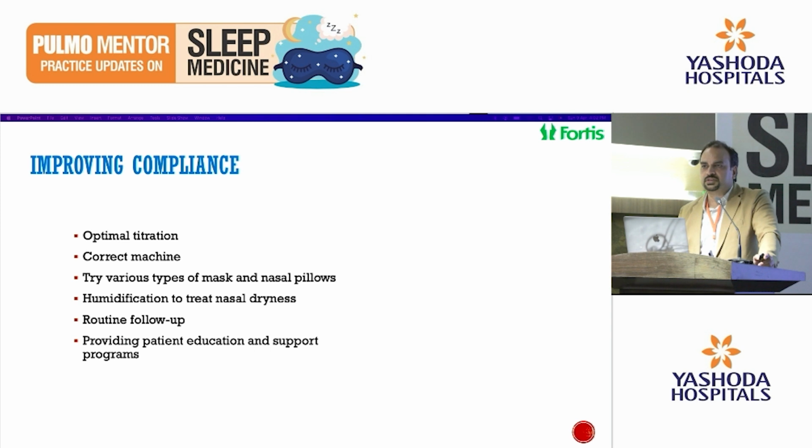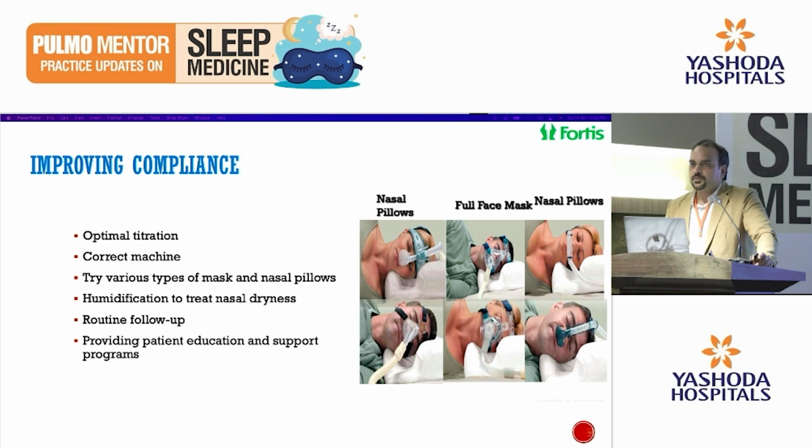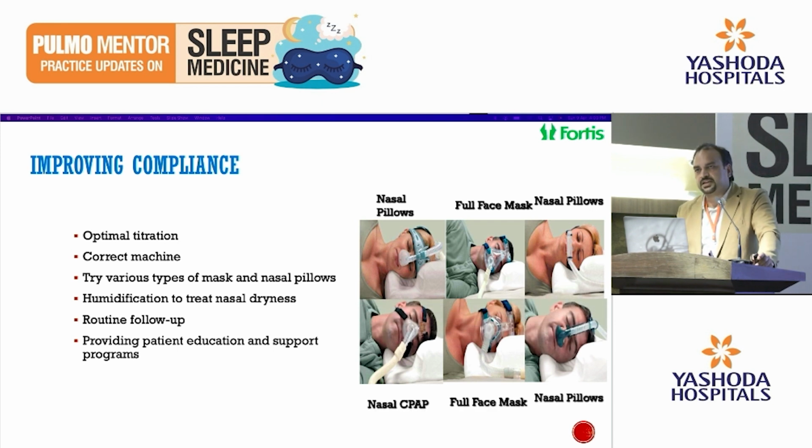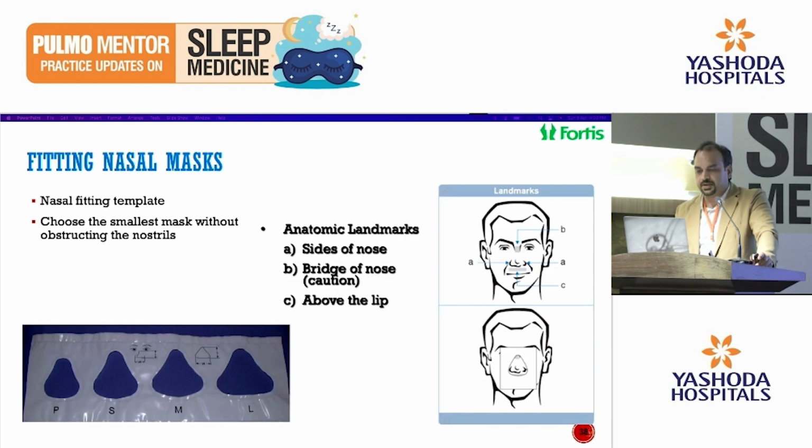First and foremost, counsel your patient better. Tell them how to use this device, what the benefits are, and what the loss is if they are not using this device. Optimal titration is absolutely a must. Correct machine: you need to choose the machine as per the need of your patient. Try various types of masks and nasal pillows; we have a good demonstration of all the kinds of masks here. Humidification, if your patient feels dryness as a major problem in using this mask. Routine follow-up to encourage your patient and see whether the patient is compliant or not is again very, very important. And providing a patient education and support program, because the initial compliance has to be maintained from the doctor's side. So this is again very, very important.